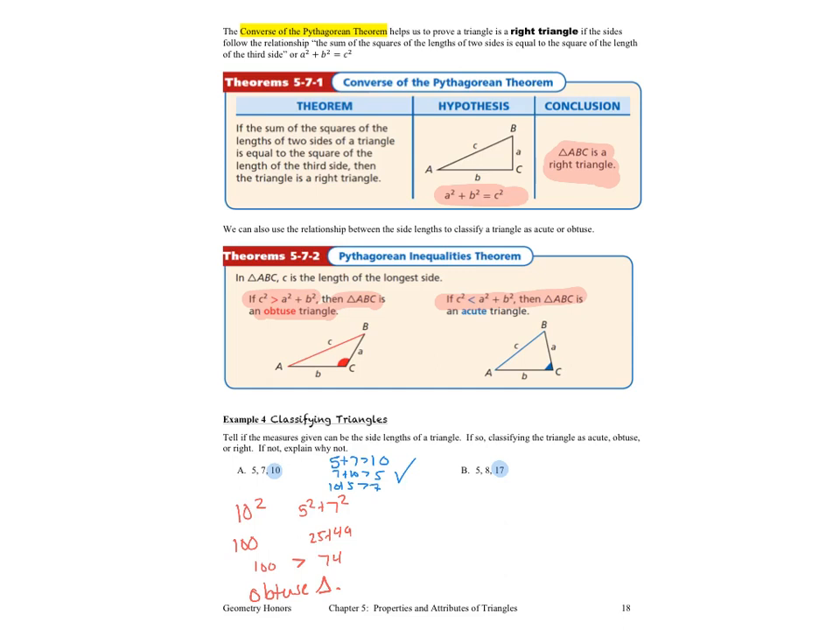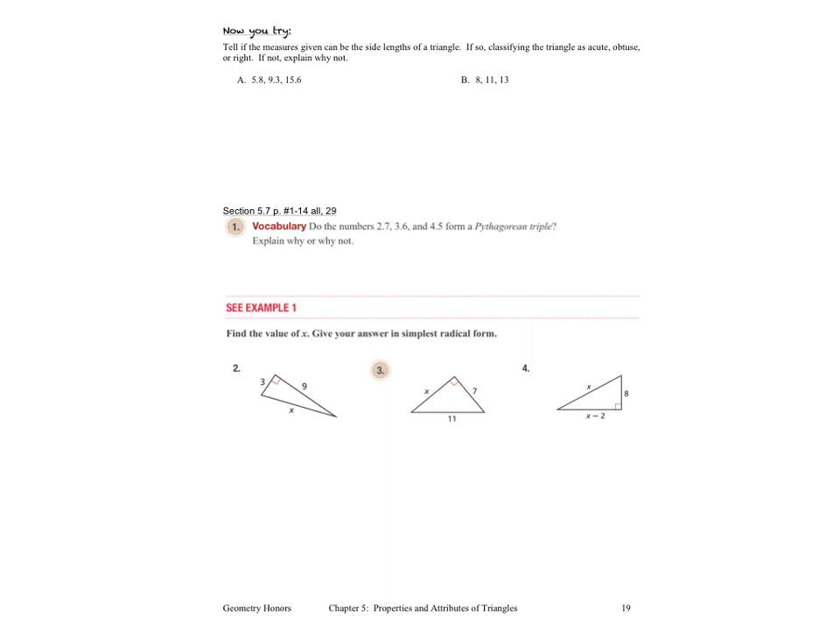So again, to check if this next one is a triangle, we do 5 plus 8 is greater than 17. 8 plus 17 is greater than 5. And 5 plus 17 is greater than 8. I can already tell on this one that since 5 plus 8 is not greater than 17, these can't form a triangle. So it's not a triangle, and therefore I can't classify it either.